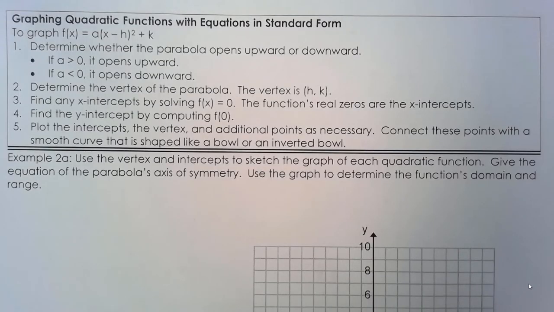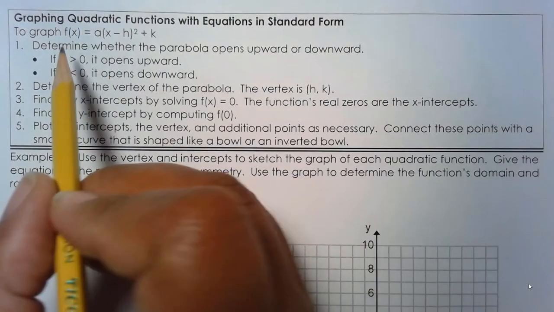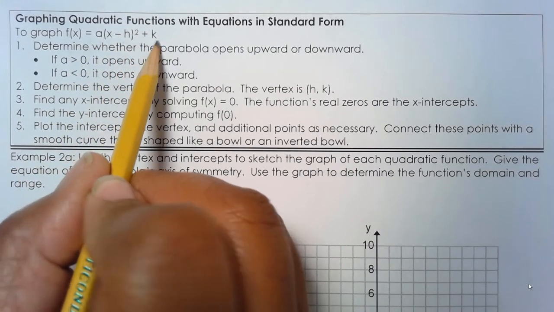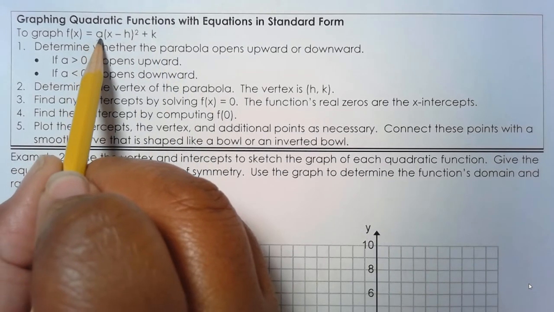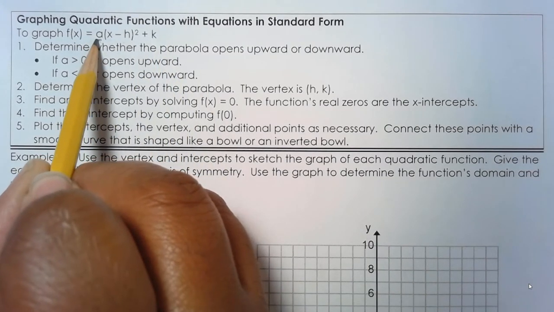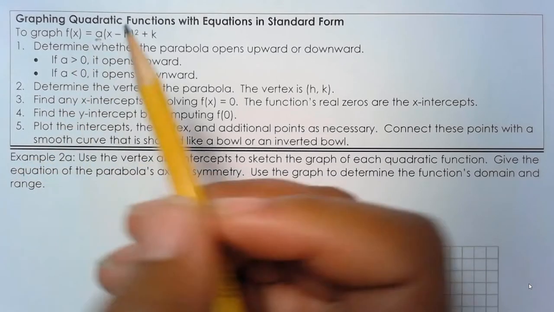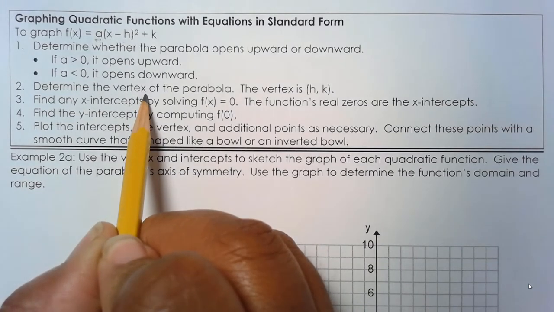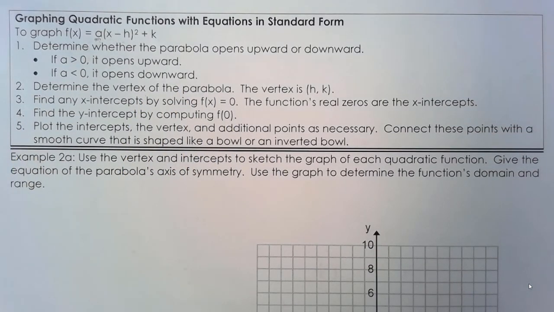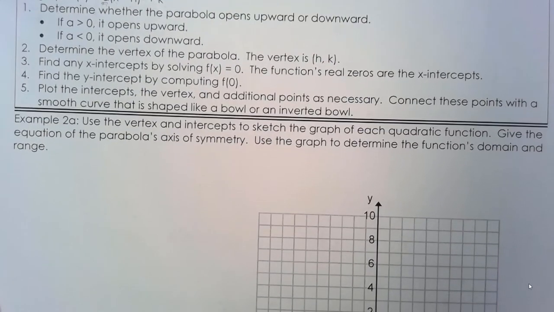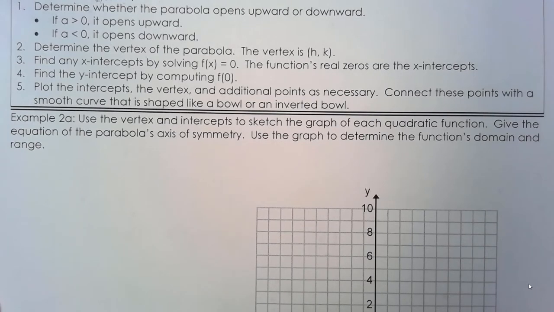All right, so we're going to graph a quadratic function with the equation being in standard form. So we have f of x is equal to a times the quantity of x minus h squared plus k. So when we look at our a, we want to determine if the parabola is going to open upward or downward. We want to find the vertex. Then we're going to look for the x-intercepts and y-intercepts, and then if need be, we will plot some additional points.